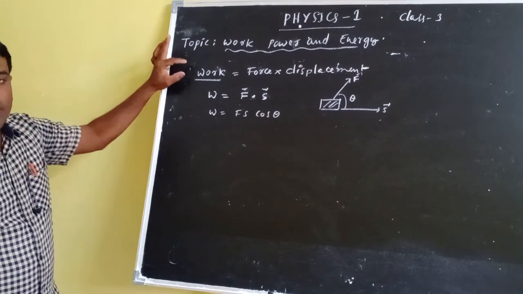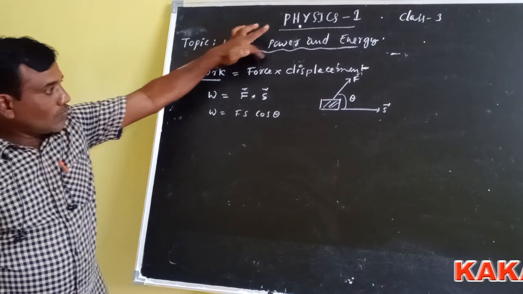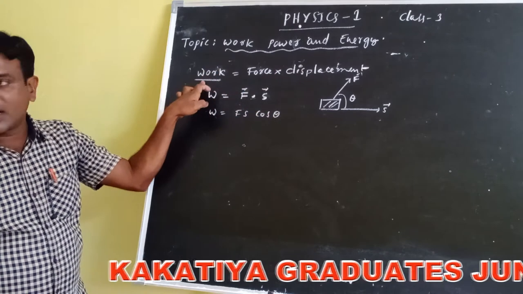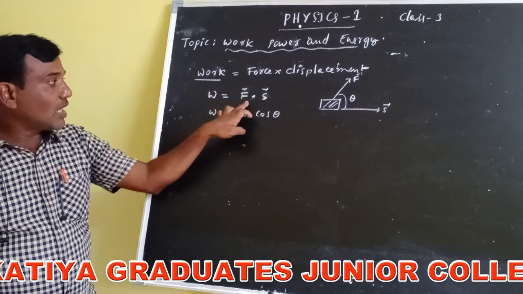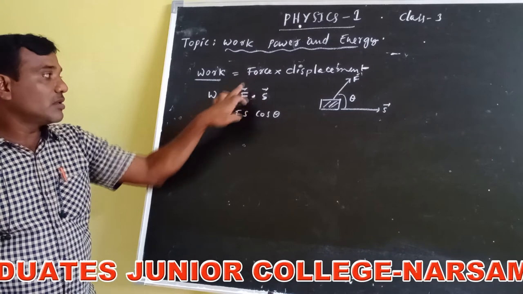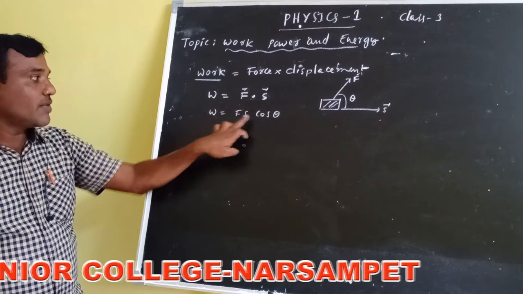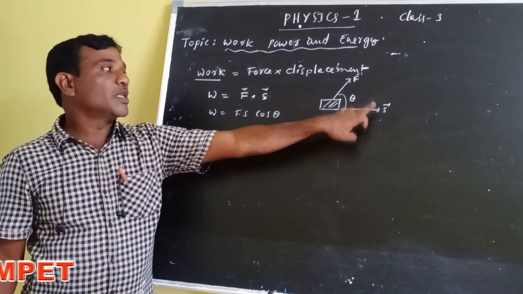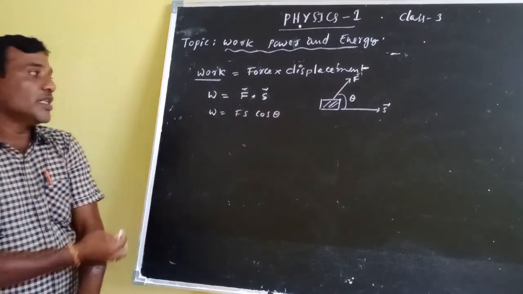Once again, what is work? The product of force and displacement of a body is known as work. Then W is equal to F into S, the scalar product, F S cos theta, where theta means the angle between the direction of force and the direction of displacement.